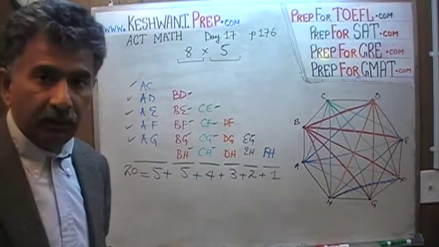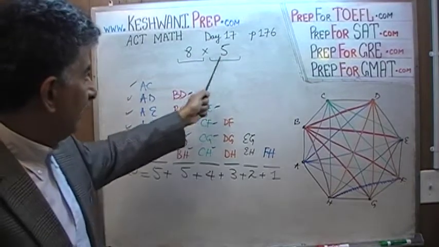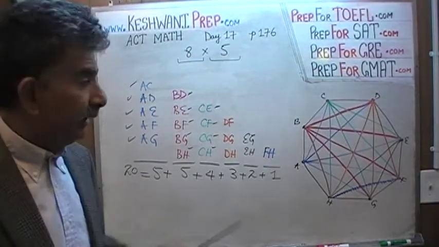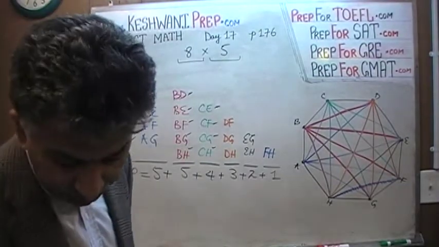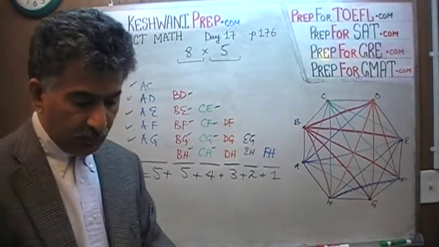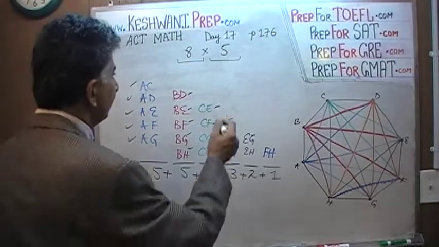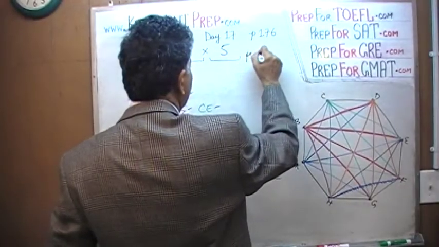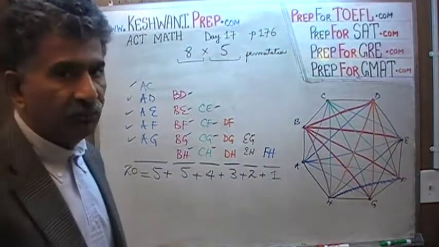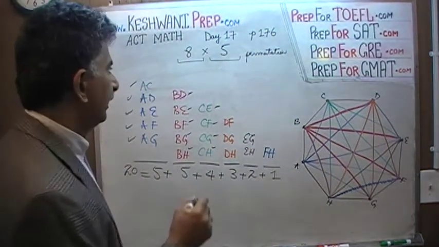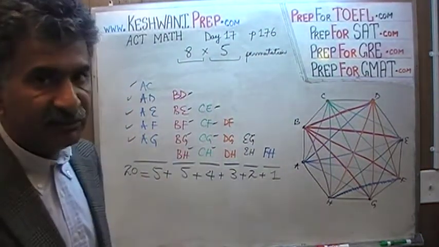Why are we getting 40? We're getting 40 because the way we presented this work so far, this allows repetition. This is called permutation. In a question like this, what we need is a combination. In a combination, the repetition is not allowed.